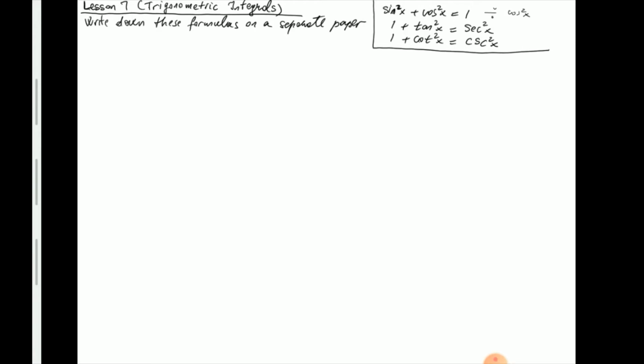Let's also remember the basic derivatives involving sine, cosine, tangent, and cotangent. So the derivative of sine is cosine of x. The derivative of cosine of x is minus sine of x. Then we have the derivative of tangent of x equals secant squared of x. And then finally the derivative of the cotangent of x. We need the derivative of secant for the purposes of this lesson. So the derivative of secant x is sec x tangent of x.